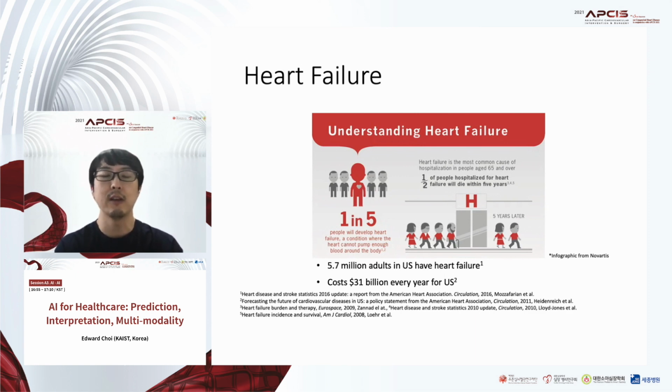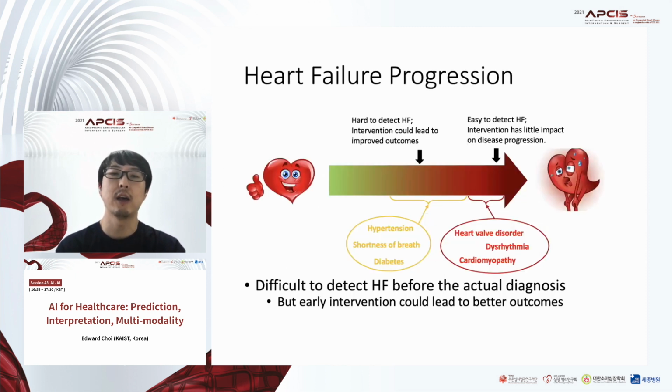As written here, 1 in 5 adults suffer from heart failure, and of those who are admitted to the hospital, about 50% would actually expire within 5 years after discharge. So it's a very high-cost and high-mortality disease, and it's a very severe issue in the United States. So that's why they wanted me to predict heart failure as early as possible.